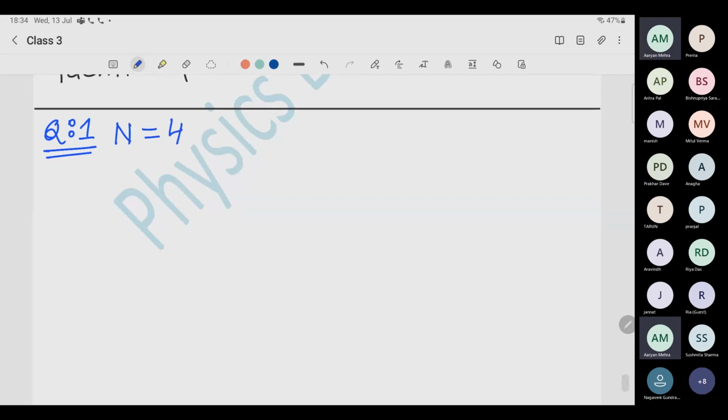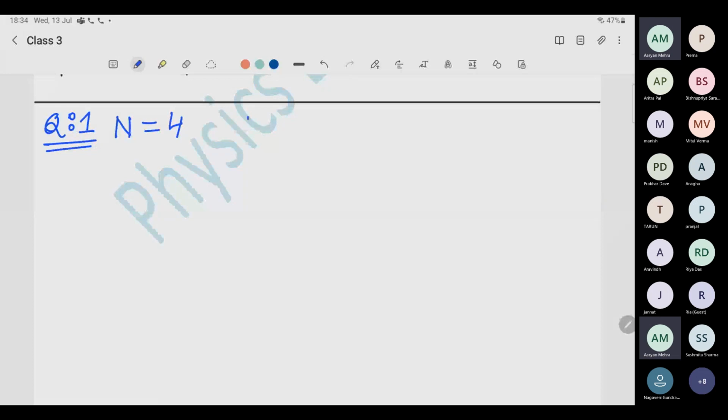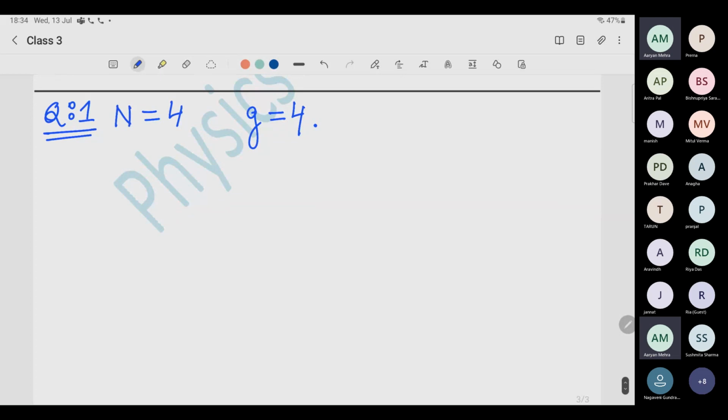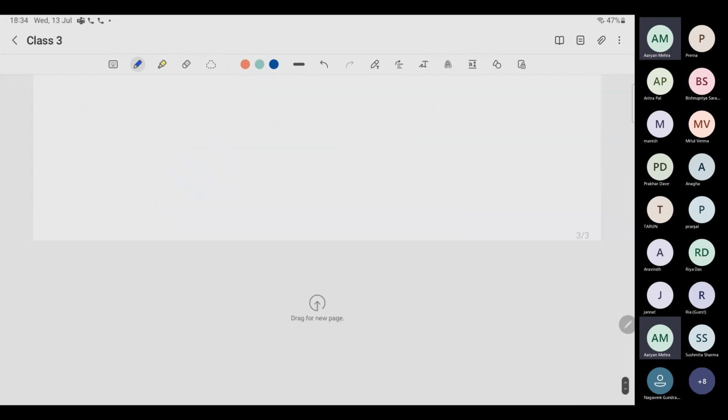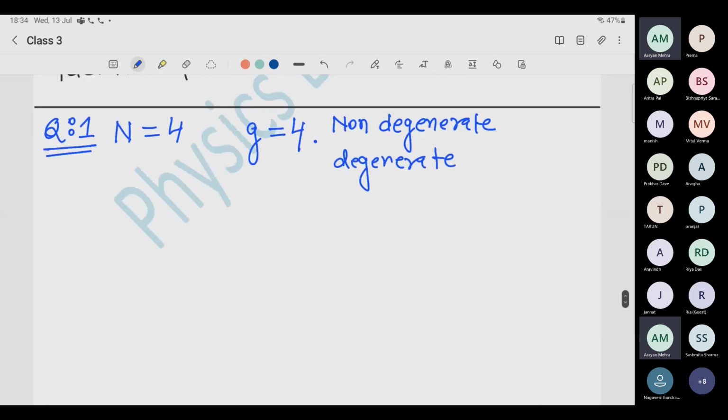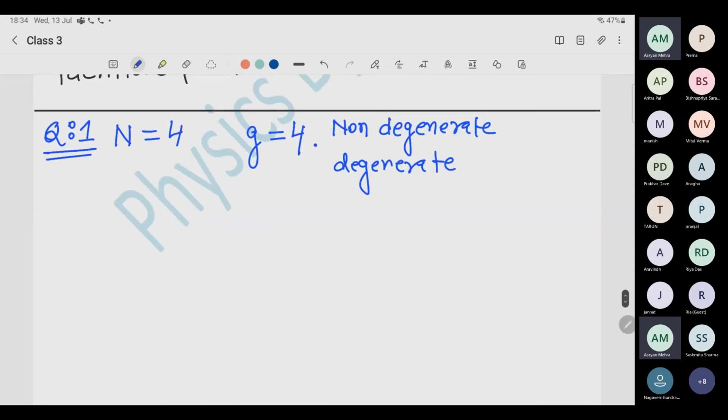Okay, there are 4 particles and 4 energy levels, or we can say G, 4 energy levels. Now sometimes in energy levels, two kinds can be there. One is non-degenerate and one is degenerate. Right now we assume that they are non-degenerate. What is non-degenerate and degenerate, we will come to later, but for now we are assuming non-degenerate energy levels. So 4 energy levels.